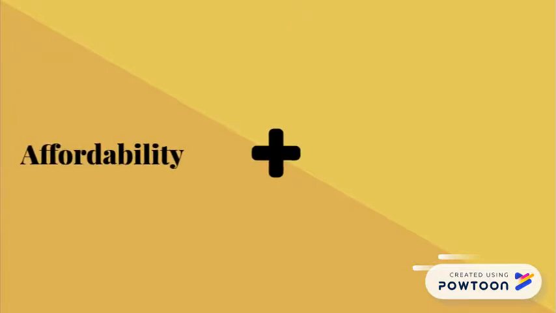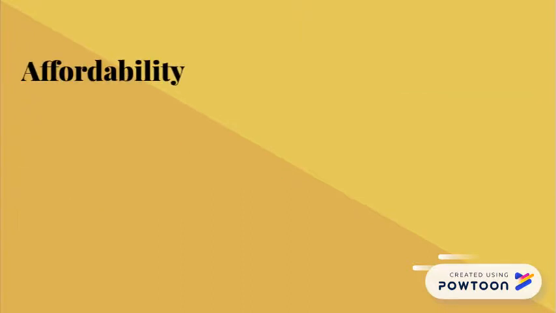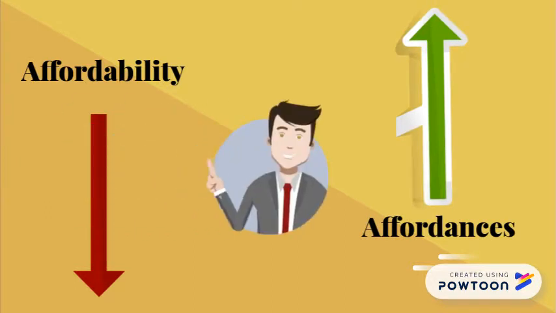When looking at global trends in mobile devices, it is important to understand two concepts, affordability and affordances. Affordability refers to one's ability to purchase a device, whereas affordances refers to the functions and capabilities of the device. Overall affordability of mobile devices is decreasing, whilst affordances are increasing, allowing for mobile learning to take place in classrooms.